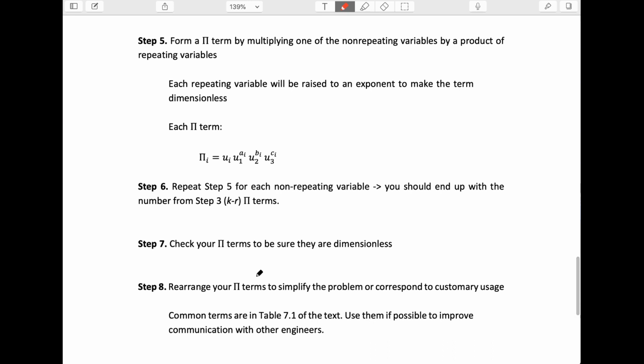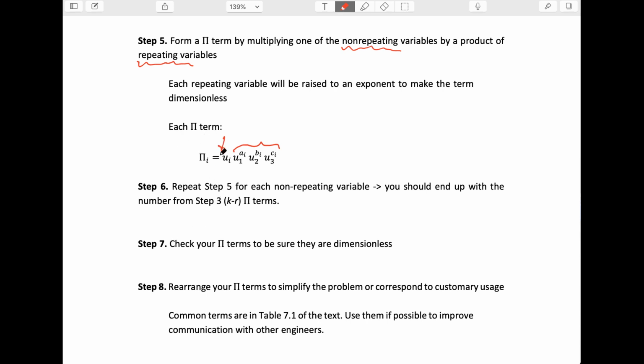Okay, the next step is we're going to form the first of our pi terms by taking one of these non-repeating variables that we came up with and multiply it by a product of the repeating variables. So here are the repeating variables. Say we had 3 because we had 3 reference dimensions to start with. So these variables, they're going to show up in all of our pi terms. And then one by one, we're going to go through the leftover variables and stick them here.